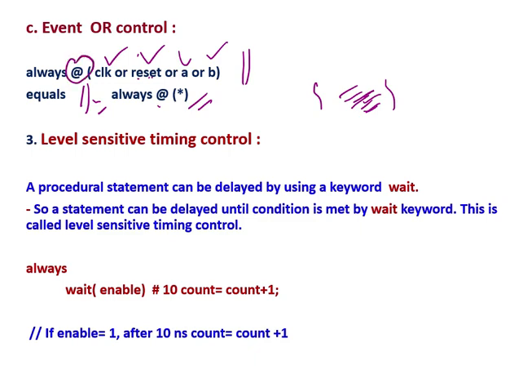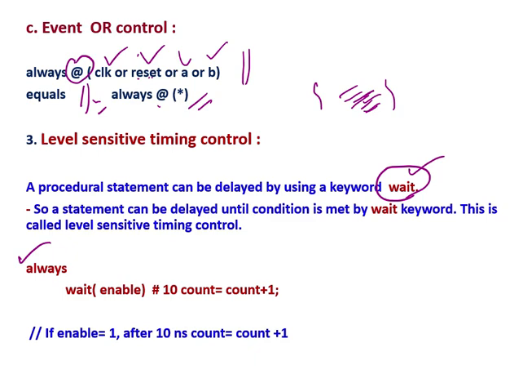And the last one is level sensitive timing control. What is level sensitive? A procedural statement can be delayed by using the keyword wait. A statement can be delayed until a condition is met by the wait keyword. This is called level sensitive timing control. Here is the example: always wait (enable) #10 count = count + 1.